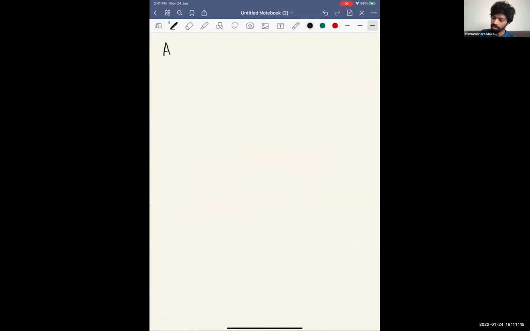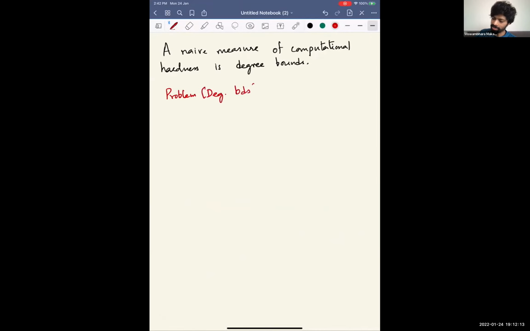Okay, so a naive measure of computational hardness is so-called degree bounds. And here's the degree bounds, and it's a little bit of an unfortunate notation, but I'm going to stick to it just because it's familiar to me.